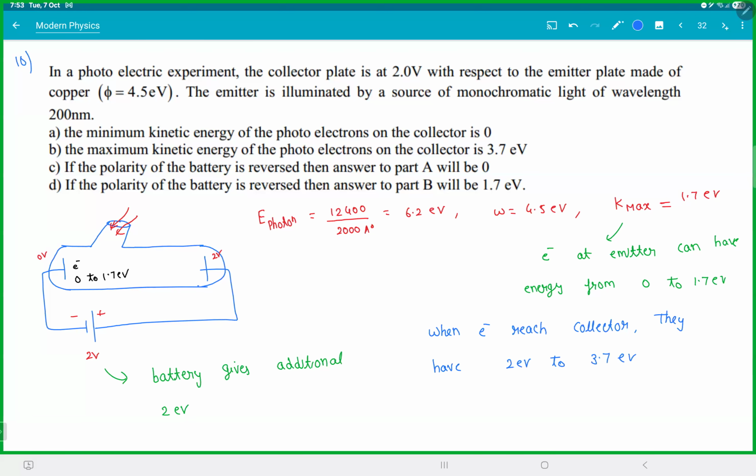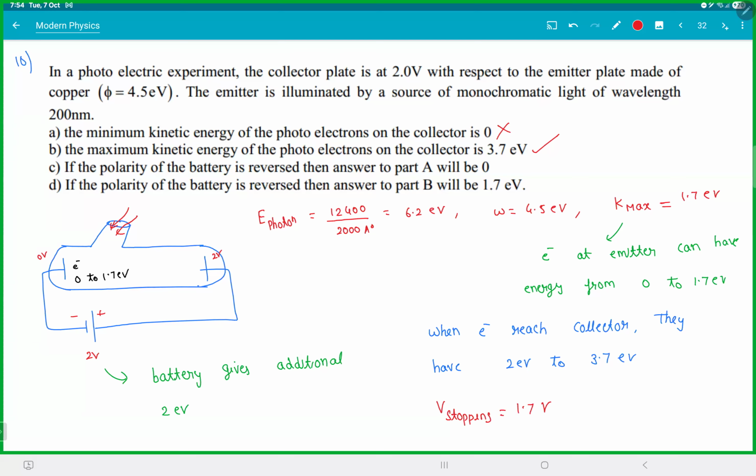Now let's look at the options. The minimum kinetic energy of the photoelectrons at the collector is 0? Collector is what it says, not emitter. Minimum energy is 2.2 eV? This is wrong. Maximum kinetic energy 3.7 is right. If the polarity of the battery is reversed, now understand one thing here. What is the stopping potential? Here, the stopping potential for the question is 1.7 volts.